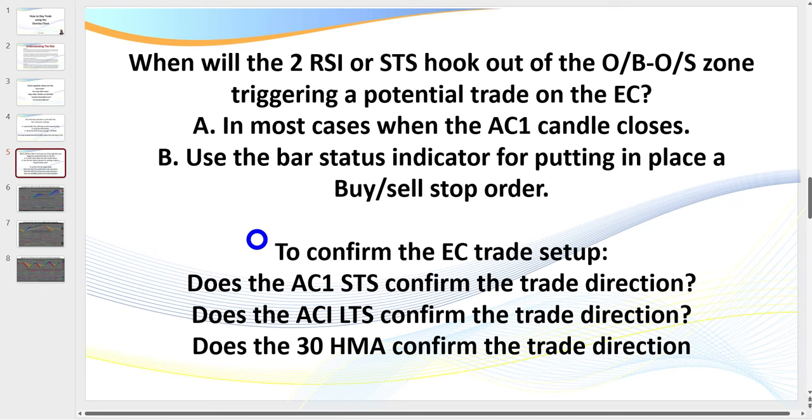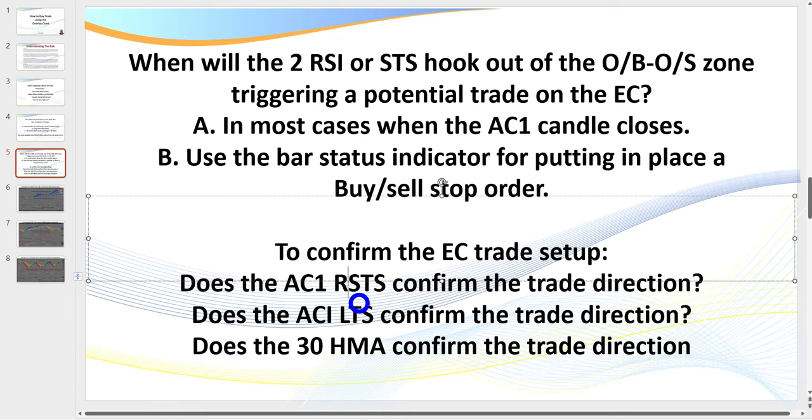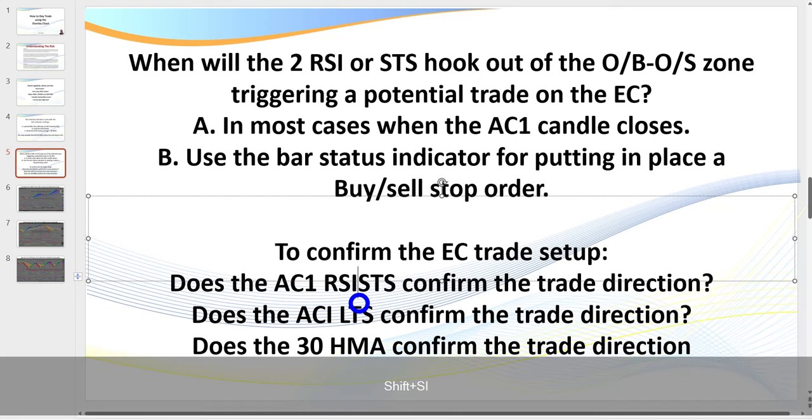Now, very basically, to confirm an entry chart setup, does the anchor chart one short-term stochastic confirm the trade direction? In other words, has the short-term stochastic hooked or is already trending in the direction of the anchor chart one? You may find that the short-term stochastic or the RSI are already well and truly overbought, and you can scalp in the direction of that overbought, oversold short-term stochastic or even RSI. In fact, I'm just going to drop that in right there because something I'd missed, I really should have put that in.